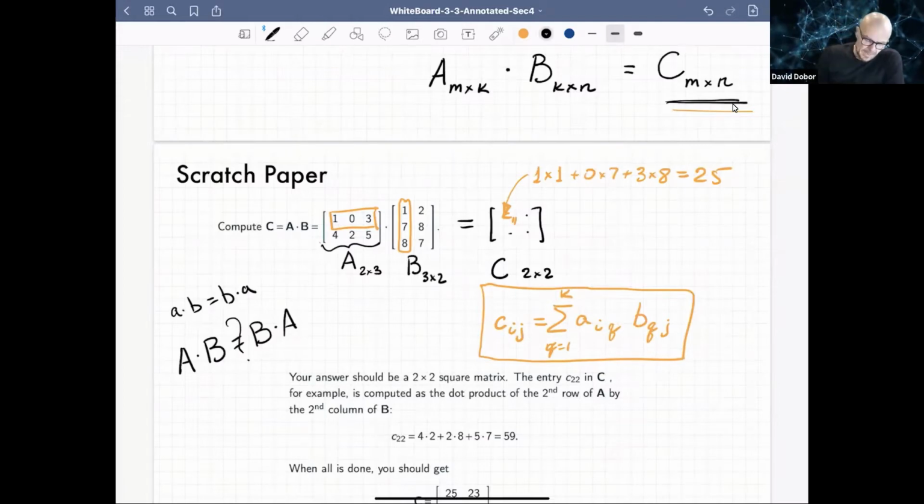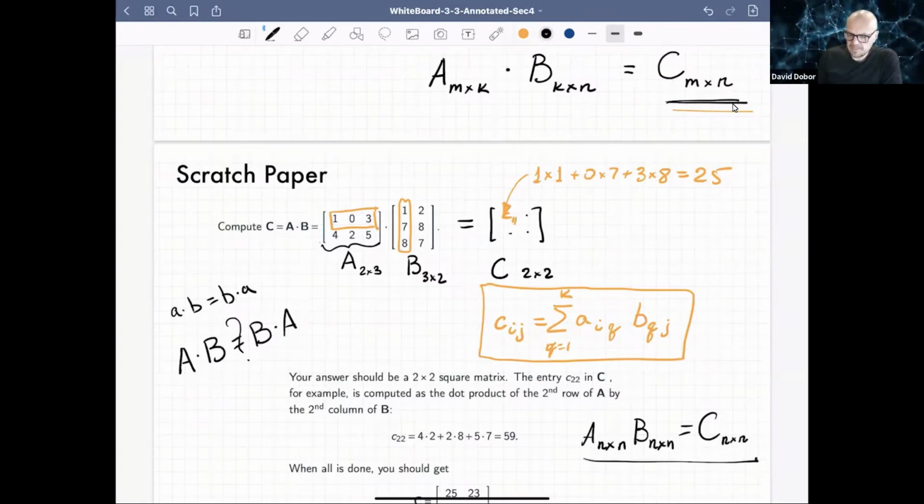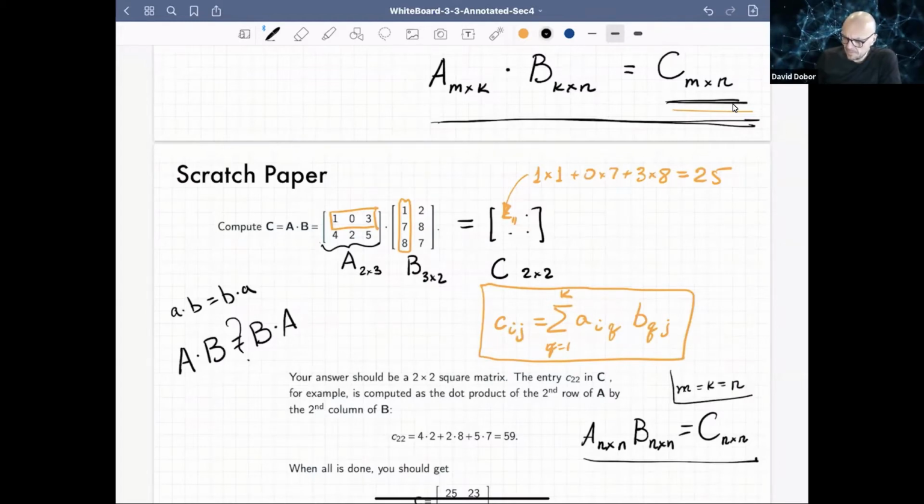Even in the case where, in general, if A is an n by n matrix and B has the same dimensions, n by n, then out comes a matrix that is n by n. This is just the special case of this expression here, when m and k and n are all the same number. These are all n by n matrices.